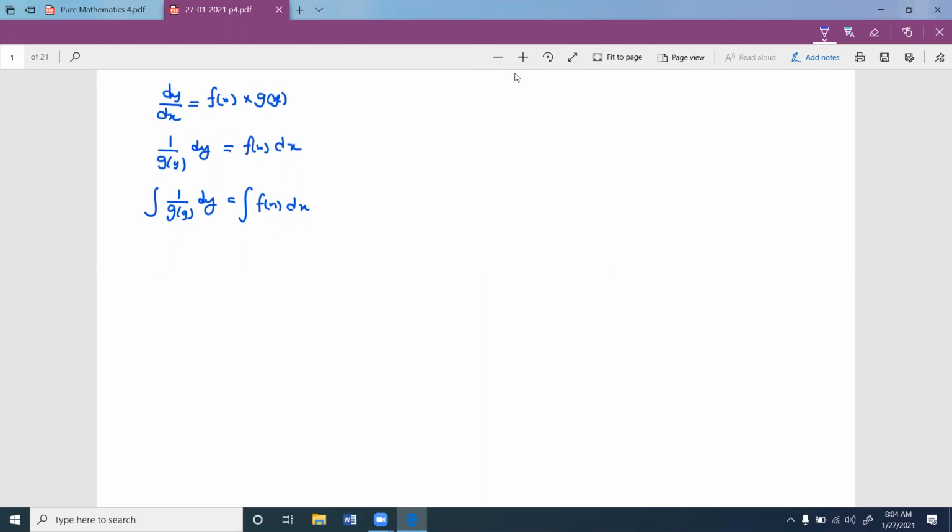For example, they have given dy by dx is equal to x over y, and the curve y passes through (1, -2). They ask us to find y equals f(x), which means you have to find y as a function of x. That's what they expect us to get today. Let's go ahead with this.